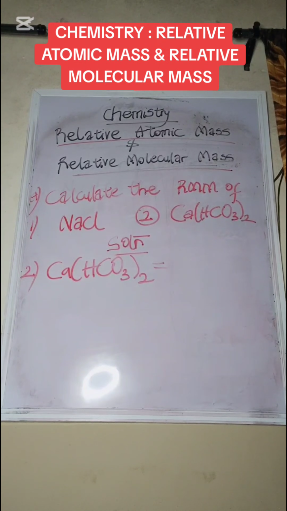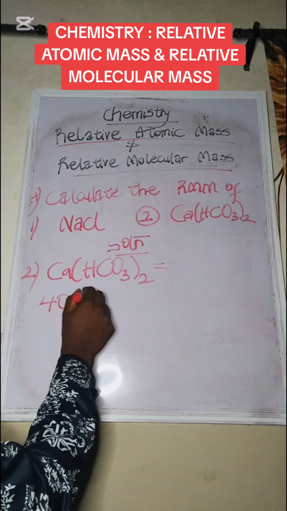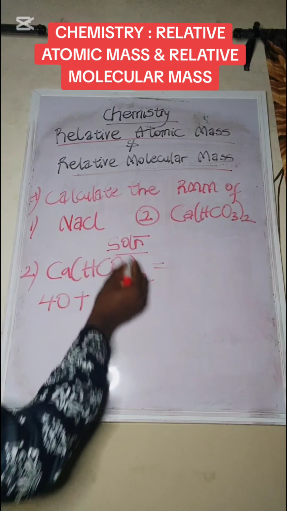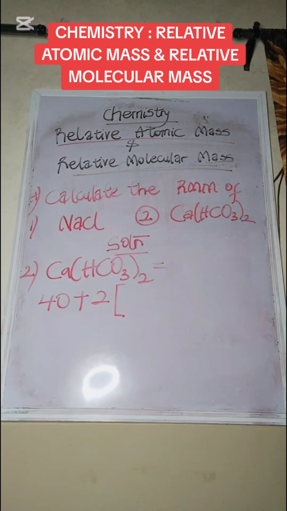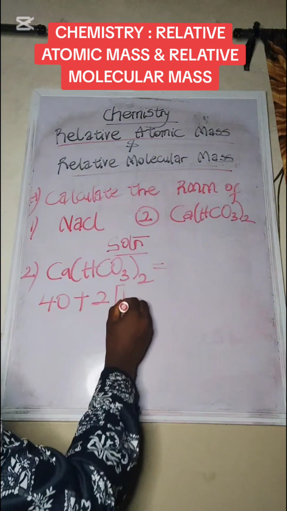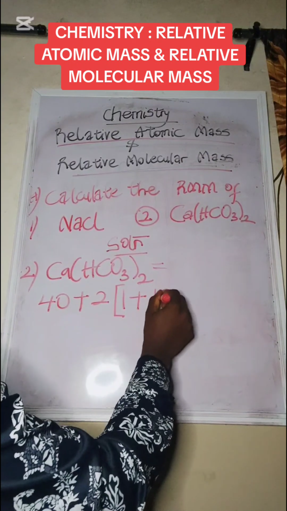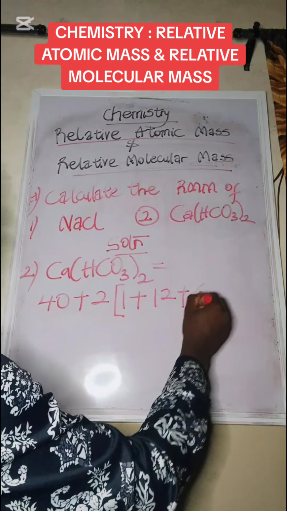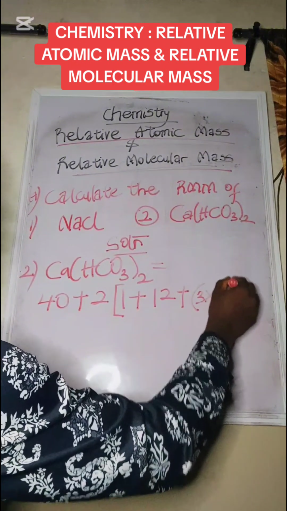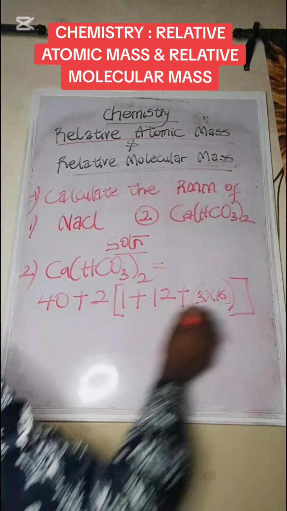For the second example, we have calcium hydrogen trioxocarbonate(IV). Calcium is 40, plus these two affect everything inside this bracket. We have 2 outside, then a square bracket. Hydrogen is 1, plus carbon has relative atomic mass of 12, while oxygen is 16, so we have 3 times 16. Then the brackets are closed, and the square brackets closed.